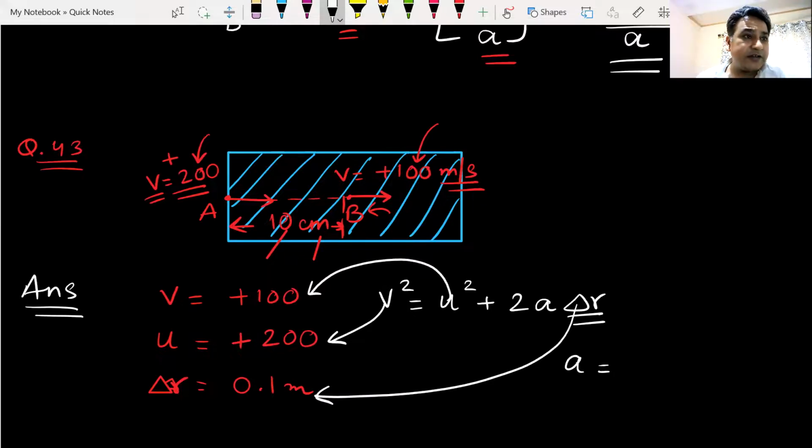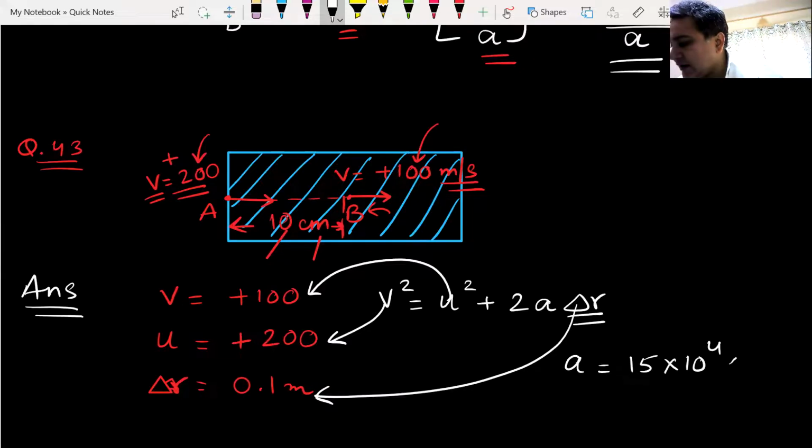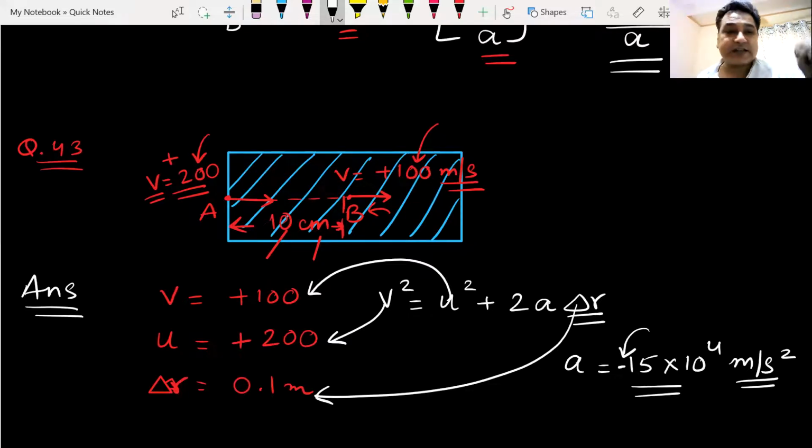The answer given in the sheet is 15 into 10 raised to the power 4 meter per second square. I would assume that they have done it correctly. Do we get the same answer, everyone? With a negative sign, I must add, this negative sign indicates that the direction is opposite to the direction of velocity. That was question number 43.